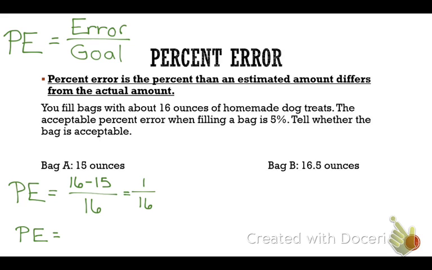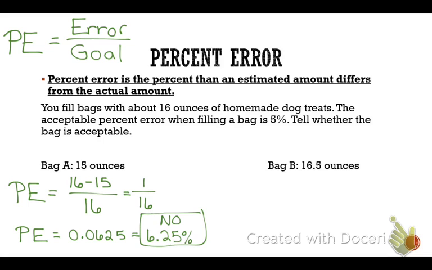0.6. PE equals 0.0625. So what is that as a percentage? 6.3%, or just 6.25%? Okay, so is this acceptable? No. You're fired. He's fired. Okay, so what about bag B now?